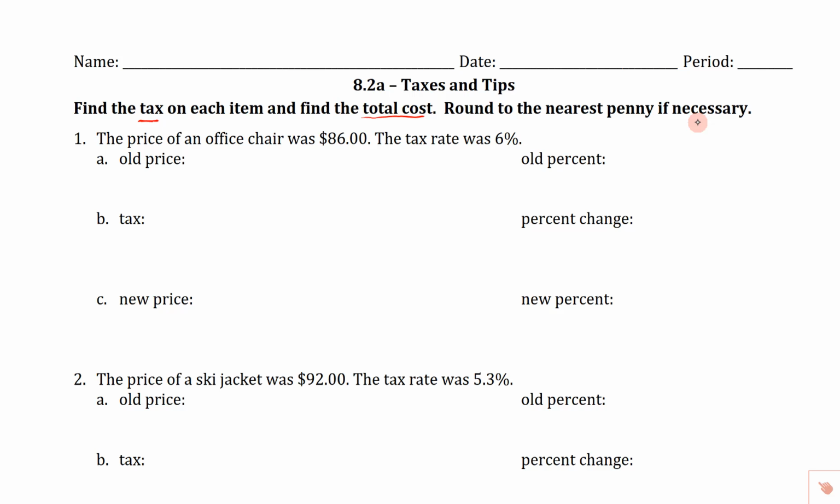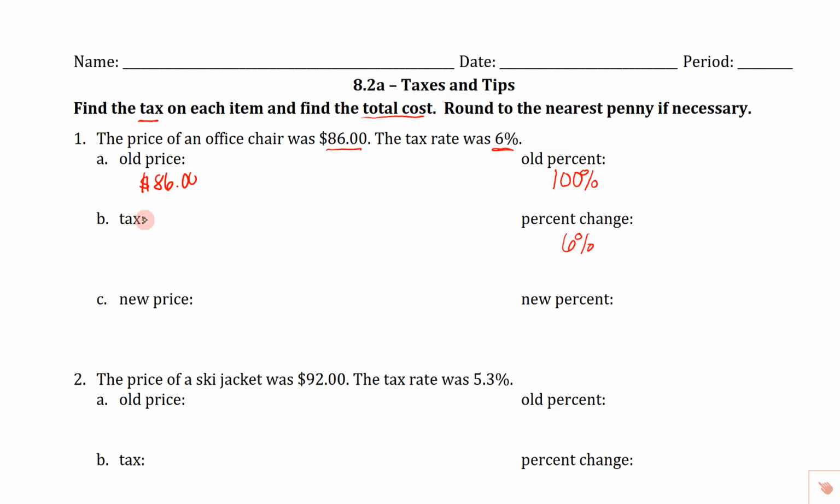Again, we're dealing with money, so we want to round to the nearest cent. All right, part 1 says the price of an office chair was $86. The tax rate was 6%. So it wants to know the old price, and what it means by the old price is just the original. So the original price of the office chair is $86. And the old percent, that just is similar to the notes. So with the office chair, if we're going to buy the whole chair, we're going to pay 100%. The next part is tax. So the tax is 6%. So that's our percent change. We're going to increase it by 6%.